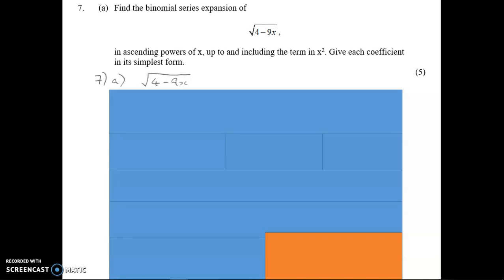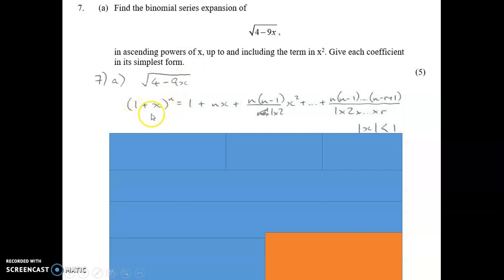For this one, because the root of 4 minus 9x is equivalent to a power of a half, we can't use the a plus b to the power n formula. We have to use this form, which is 1 plus x to the power of n. And we can use this when we've got non-integer powers or non-positive integer powers. So we need to write this expression here in terms of like this one.